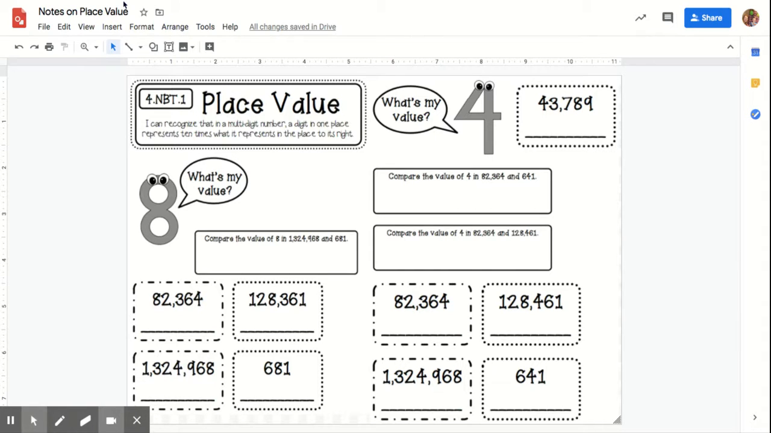Our number system is based on a base 10 system. You've probably heard of base 10 blocks and things like that. But what that means, and what I want you to learn from today's lesson, is that every time we move one place to the left, the number is getting 10 times bigger.